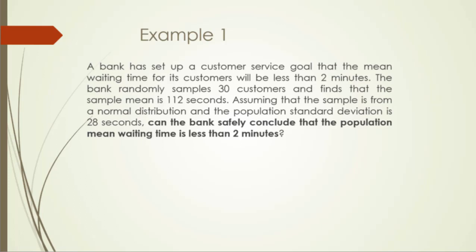In this presentation, we will use the following example to discuss the steps involved for hypothesis testing. A bank has set up a customer service goal that the mean waiting time for its customers will be less than 2 minutes. The bank randomly samples 30 customers and finds that the sample mean is 112 seconds. Assuming that the sample is from a normal distribution and the population standard deviation sigma is 28 seconds, can the bank safely conclude the population mean waiting time is less than 2 minutes? As the last sentence indicates, this is a yes or no question. We want to test the bank's claim whether their average waiting time is less than 2 minutes.